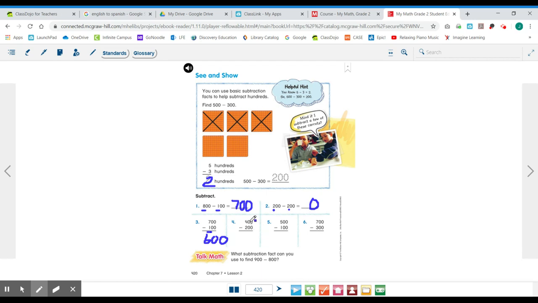400 minus 200. I know that 4 minus 2 is 2. So 400 minus 200 is 200. 500 minus 100. What's 5 minus 1? Very good, 4. So I know that 500 minus 100 is 400. Now you try 700 minus 300. What familiar fact can help you? That's right, 7 minus 3. 7 minus 3 is 4. So I know 700 minus 300 is 400.